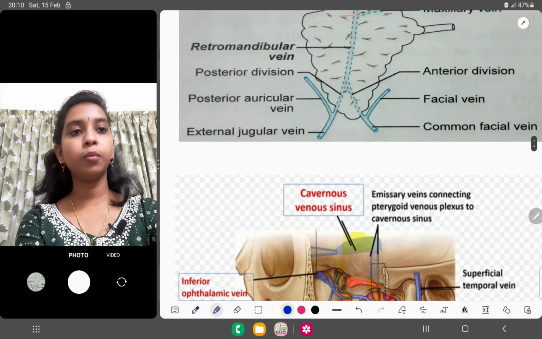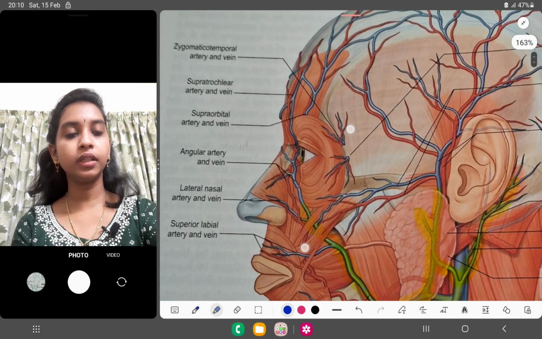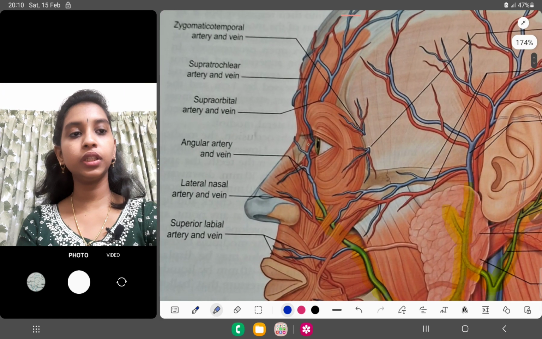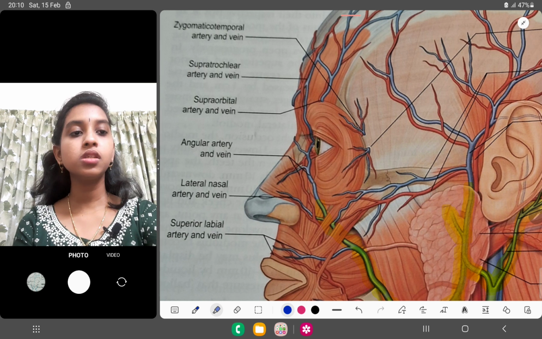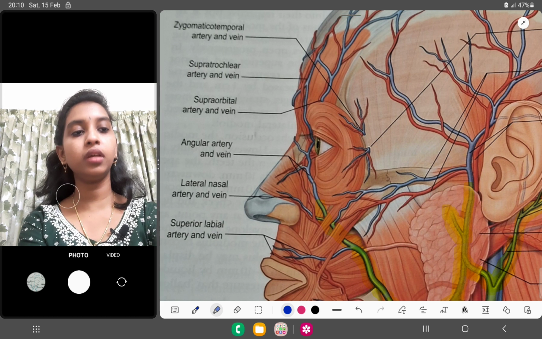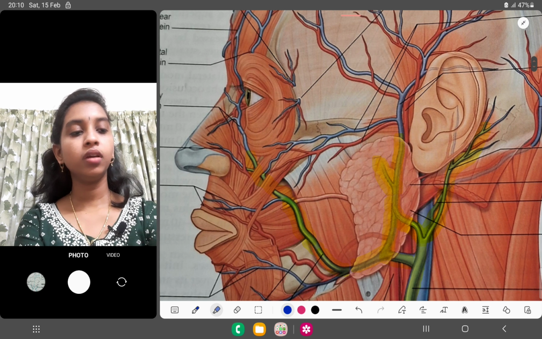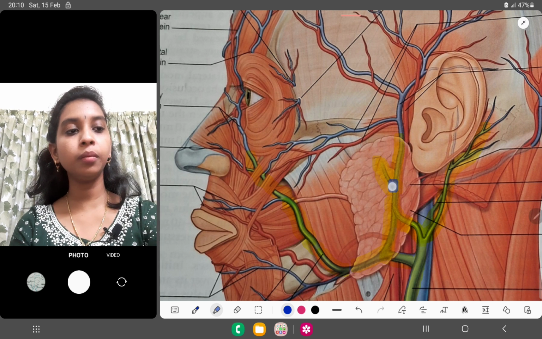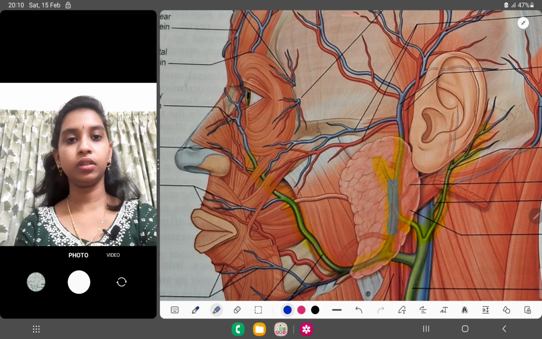And there are some other importance also, like the angular vein present here is in close relation with the lacrimal sac. It is anterior actually. So the angular vein is important in lacrimal sac surgery as it may be cut by the surgeon and cause severe bleeding. And the retromandibular vein is used as an important landmark in the parotid gland surgery.